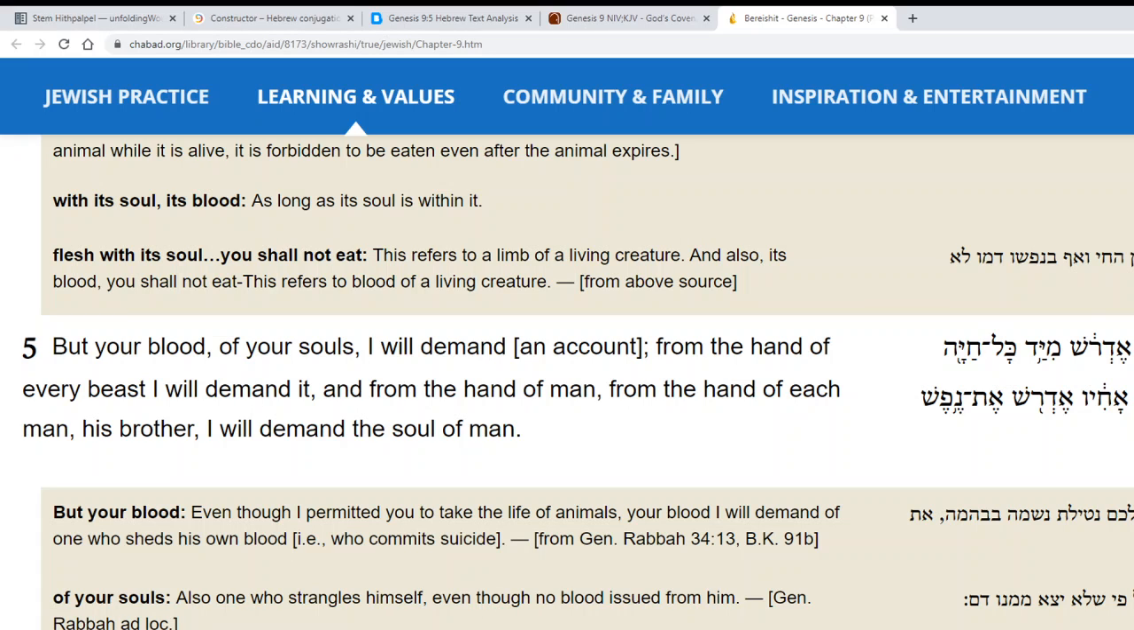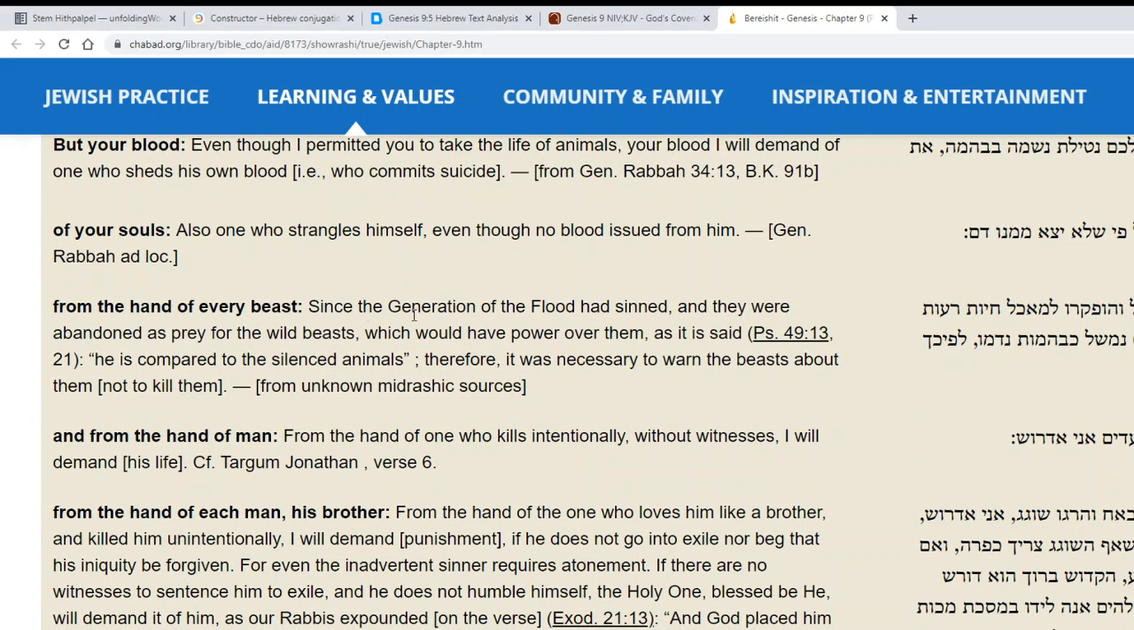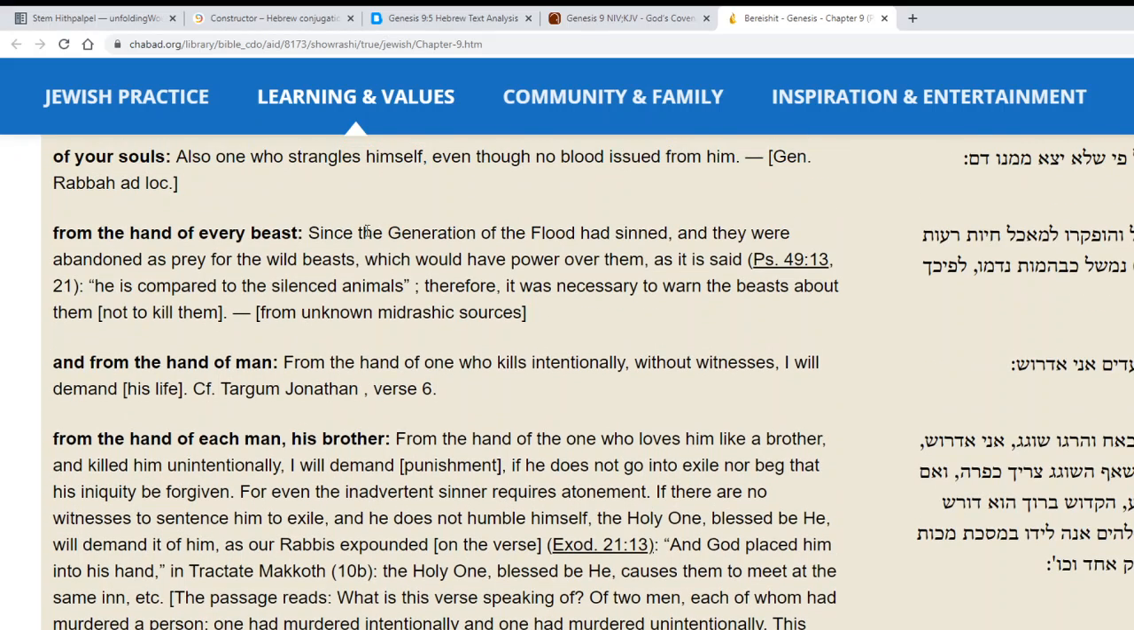Because even if you kill yourself without bloodshed. From the hand of every beast, miyad kol chaya, since the generation of the flood had sinned, and they were abandoned as prey for the wild beasts, which would have power over them, as it is said in Psalm 49:13 and 21, he is compared to the silenced animals. All right, nimshal kabehemot nidmu, right? Therefore, it was necessary to warn the beasts about them, not to kill them. Okay.